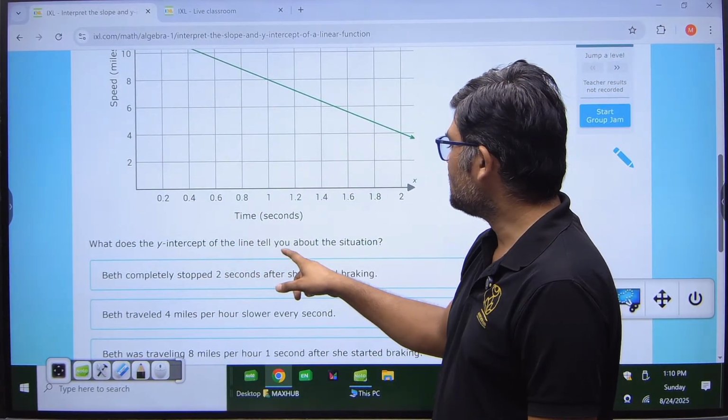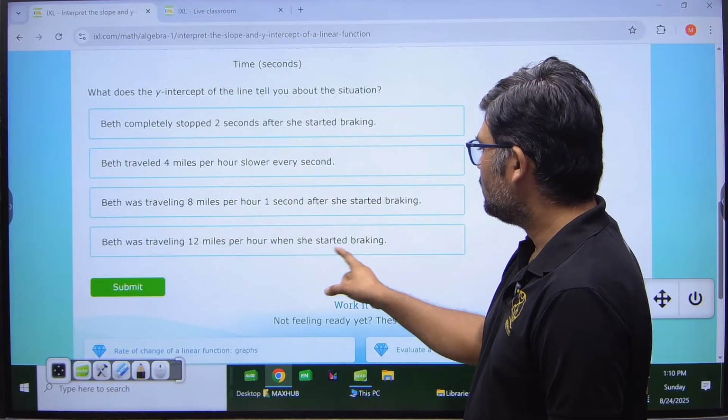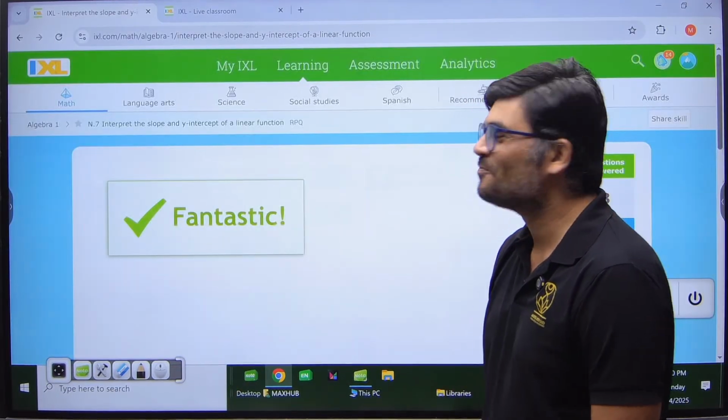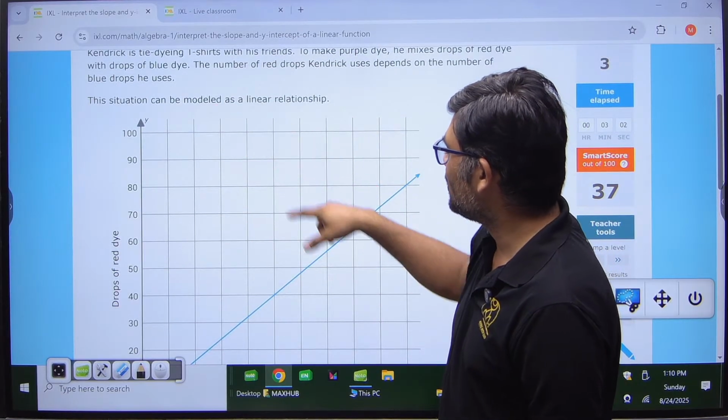So again y-intercept. So the y-intercept will tell you about the 12. So you can see where is 12. 12, 12, 12. So here it is 12. You can find the answer like that as well. Okay. So the situation can be modeled as this.